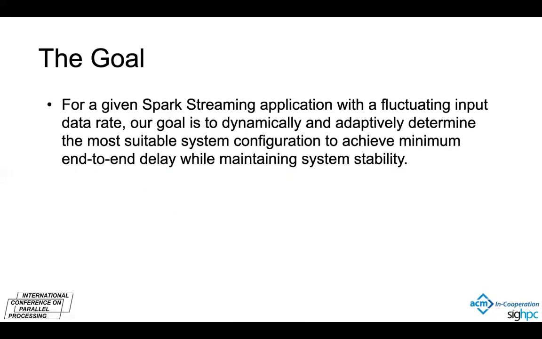Therefore, in this paper, for a given Spark streaming application with a fluctuating input data rate, our goal is to dynamically and adaptively determine the most suitable system configuration to achieve minimal end-to-end latency while maintaining system stability.